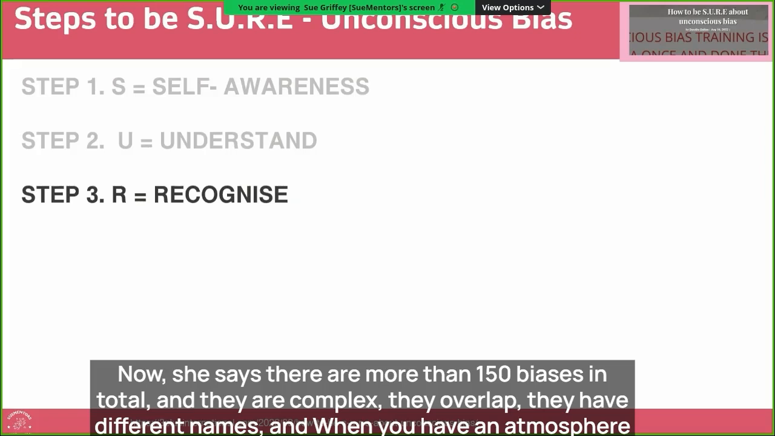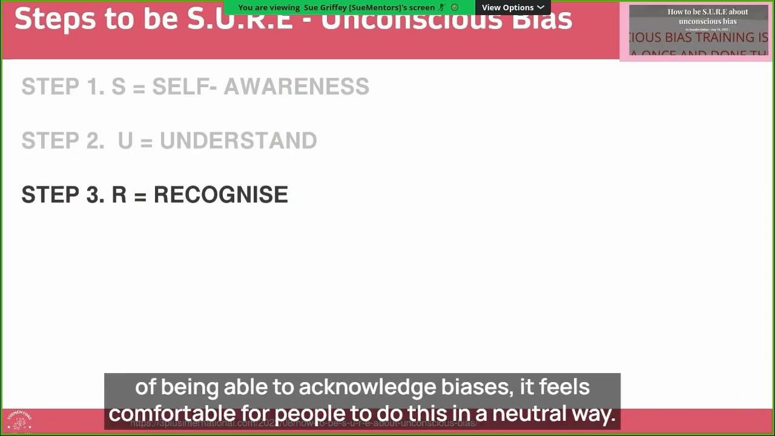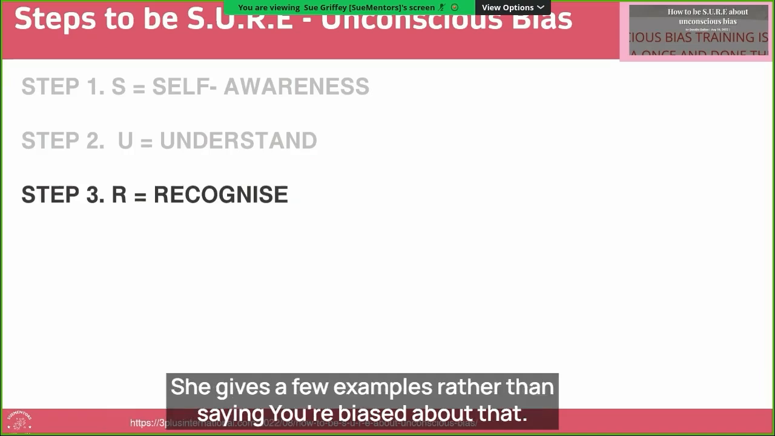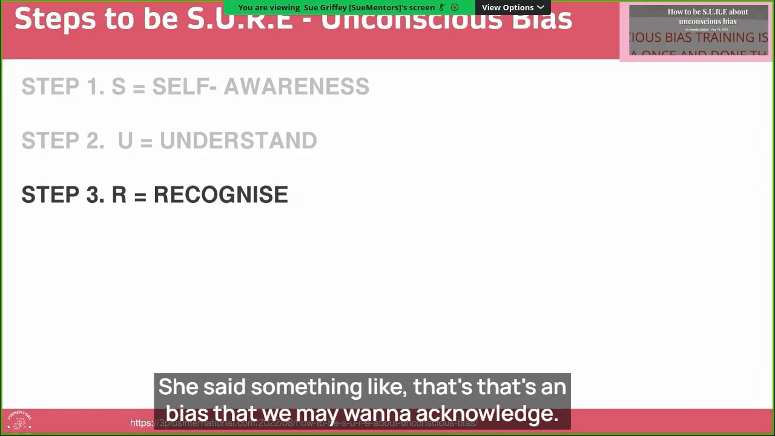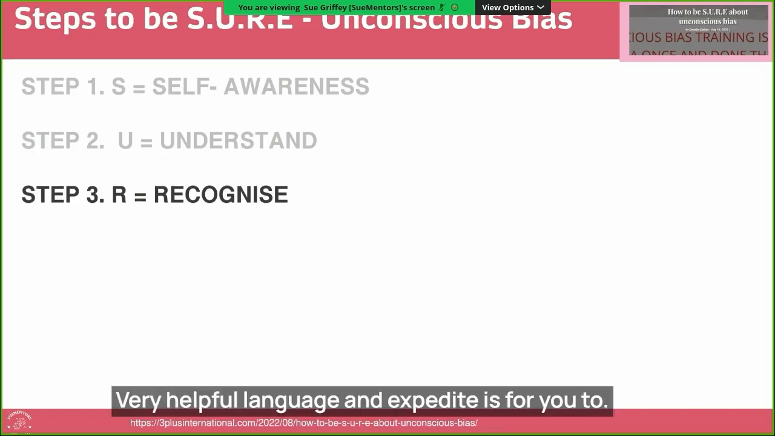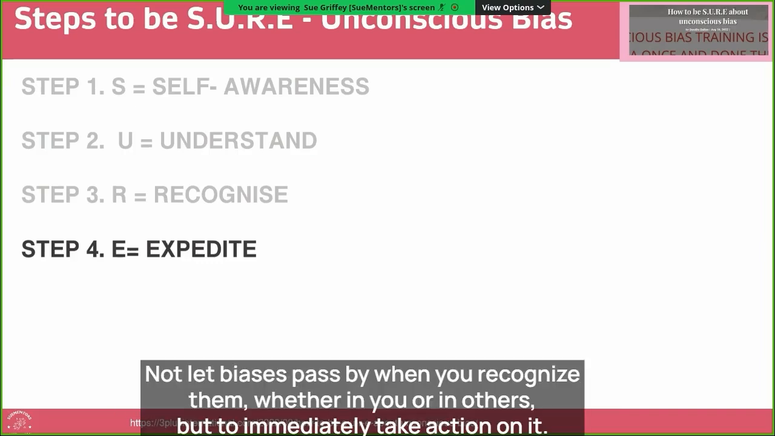Now, she says there are more than 150 biases in total, and they are complex, they overlap, they have different names. And when you have an atmosphere of being able to acknowledge biases, it feels comfortable for people to do this in a neutral way. She gives a few examples. Rather than saying you're biased about that, she said something like, that's a bias that we may want to acknowledge. Very helpful language.